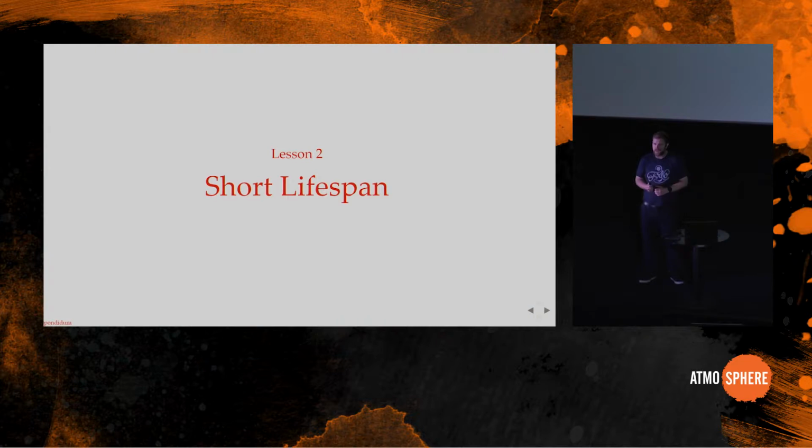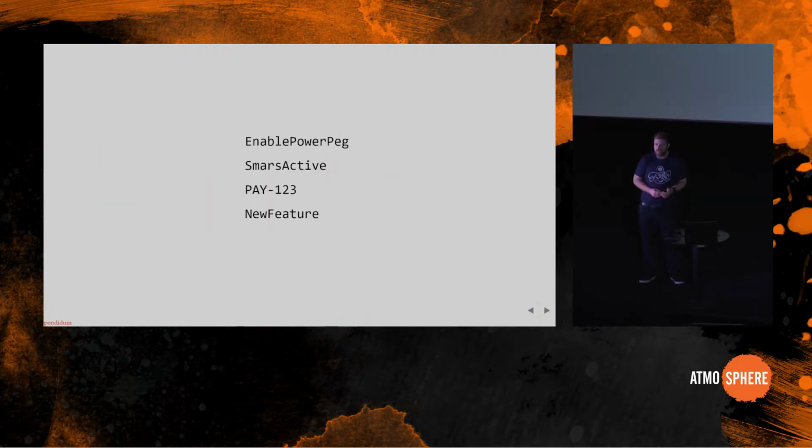But it also indicates that they had another problem. What do you name a feature flag? If it was called enable power peg or SMARS active, that would have made sense because you could have seen what it was going to do. But I would imagine it was just called enable fancy trading thing. And someone was like, oh, that's the new feature, switch it on. But it might have been the old feature.